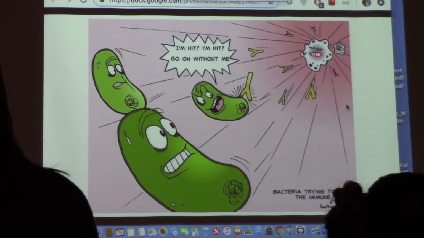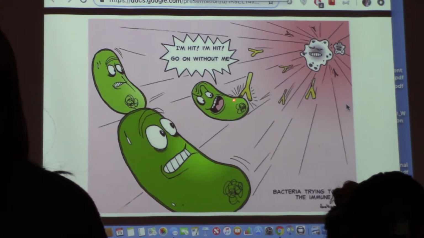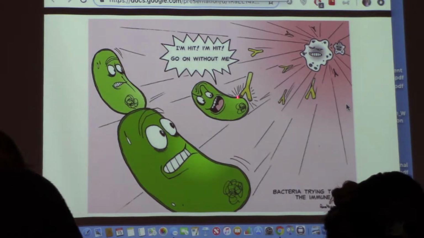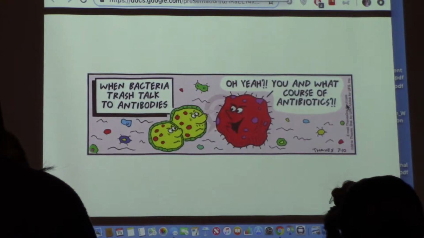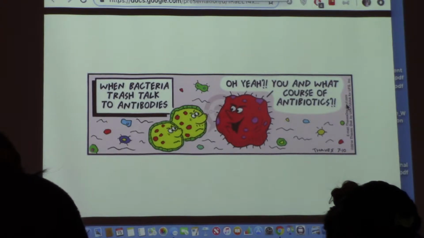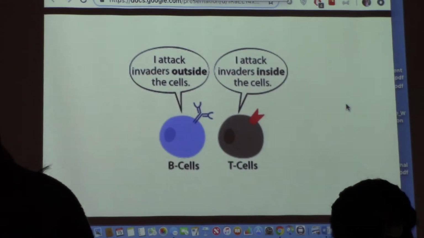So here's our white blood cell producing antibodies as the plasma cell, and he looks mean. The antibody hits the bacteria, and he's like, I'm hit. Come on without me. So he's going to get eaten by a phagocyte. Here's another one. This is when bacteria trash talk to antibodies. He says, oh yeah? These are the antibodies. You and what course of antibiotics? I think those are hilarious.